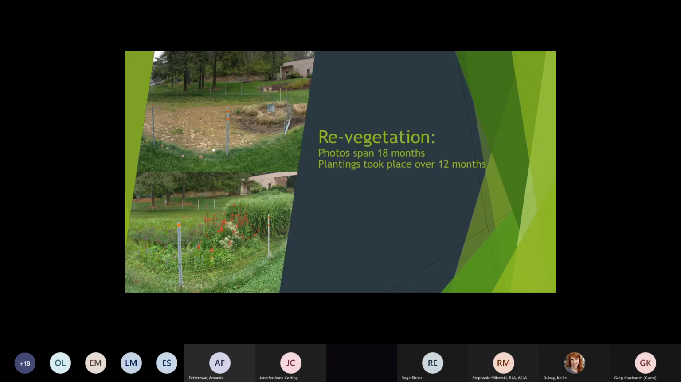So these are before and after pictures. The before picture was taken in the spring of 2019, and the after picture was taken in August of 2020. So the pictures span about 18 months, but the actual revegetation project took about 12 months, from fall of 19 to fall of 20.